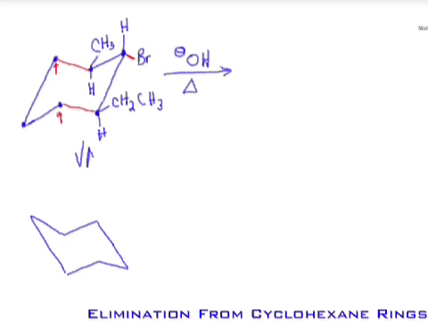There we go. Here's my ring flip. The bromine, what was equatorial, now becomes axial. And what was axial becomes equatorial. So the methyl is now axial. The ethyl is now axial.